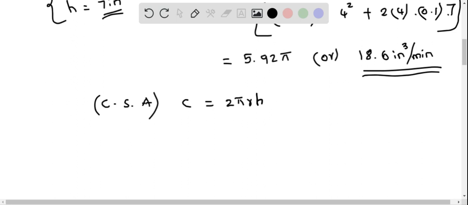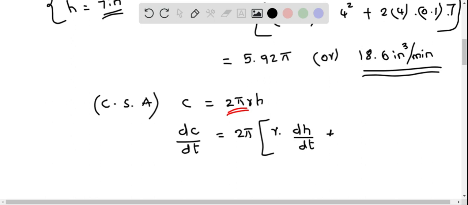So once again, we have to differentiate both sides with respect to time. So when we do that, we get dc over dt, that is the rate of change of curved surface area. This is equal to, once again, I have to use the product rule, keeping the 2 pi as constant. And when I use the product rule, I have to keep one variable constant. Let me keep r as constant, and then differentiate the other variable. That is, this will become dh by dt. Similarly, now I keep the height constant as it is and differentiate only the radius. So when I differentiate the radius with respect to time, I get dr by dt.